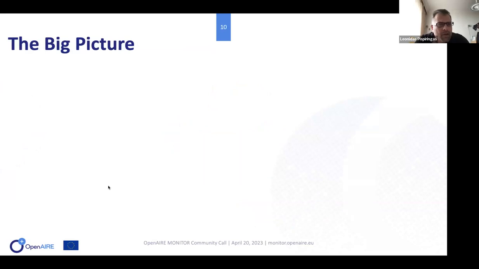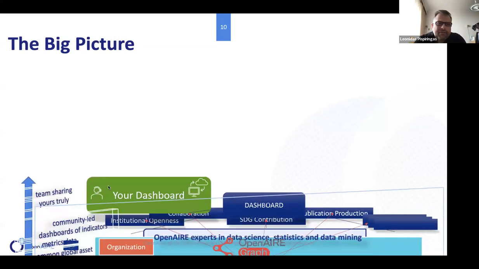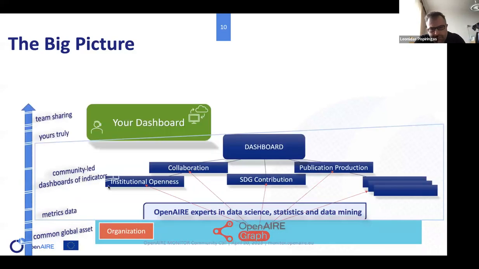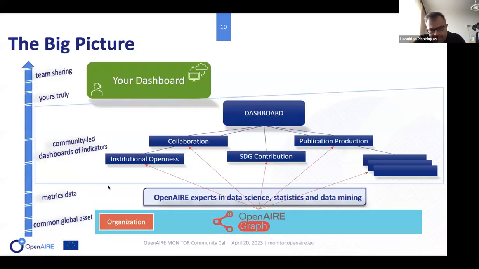Okay, let's start and see the big picture now. In OpenAIRE Monitor, we have the institutional dashboard. This is the workflow, the pipeline, that starts from the bottom to the top in order to reach the institutional dashboard. As you can see at the bottom, we start from the OpenAIRE Graph, where we have the data that has been ingested for the specific organization. And this is the part that we will focus on in this presentation from now on.